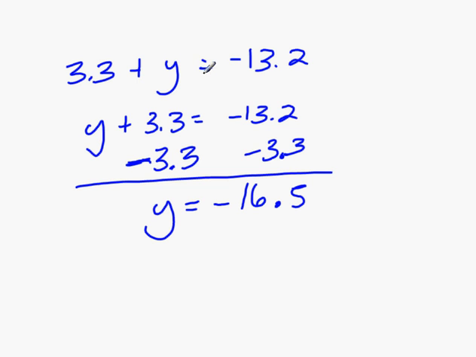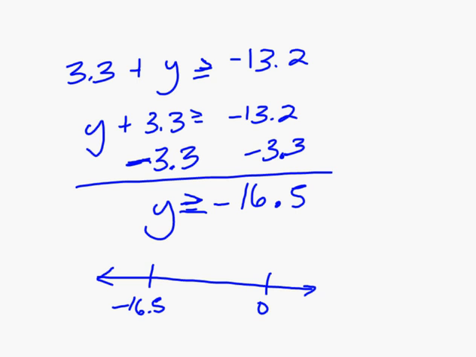Whoops, I forgot to include the inequality. So this was greater than or equal to, and this doesn't change at all. So the answer is going to be y is greater than or equal to negative 16.5. So here's negative 16.5. There's the 0. To graph it, I'm going to use a closed circle here. And it's greater than negative 16.5, so it's going to go to the right. I didn't have to flip my inequality because I didn't divide by a negative number or multiply by a negative number.